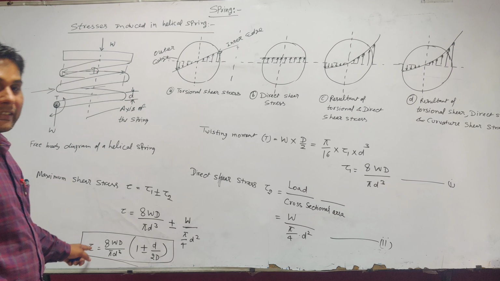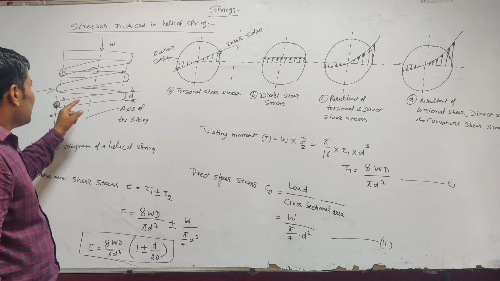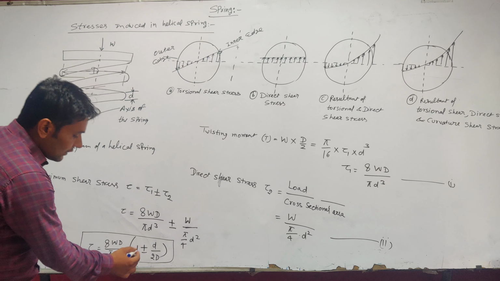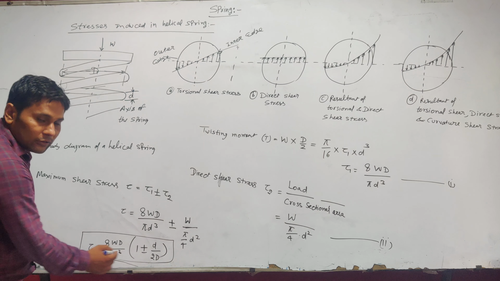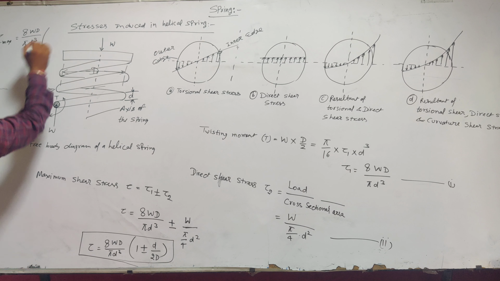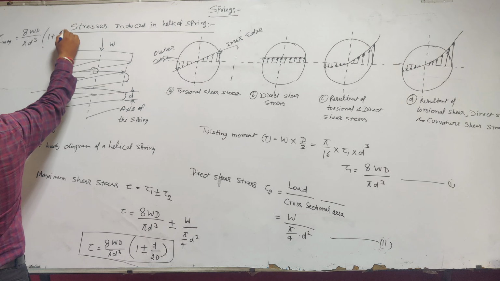Now the maximum shear stress is from the inner edge of the spring. This is the inner edge. So we consider a plus sign for maximum shear stress and minus sign for the minimum shear stress. So tau max is equal to 8WD upon pi d cube, 1 plus d upon 2D.